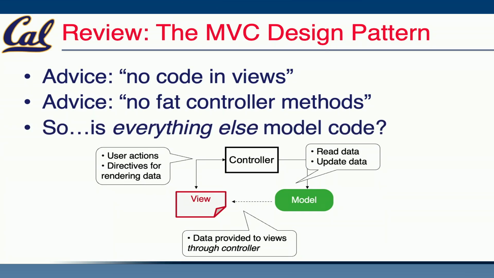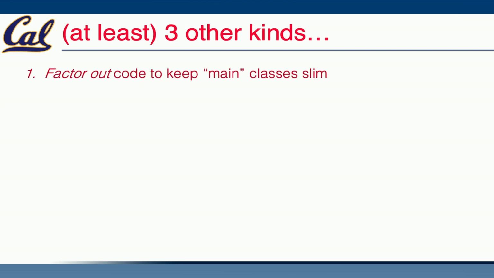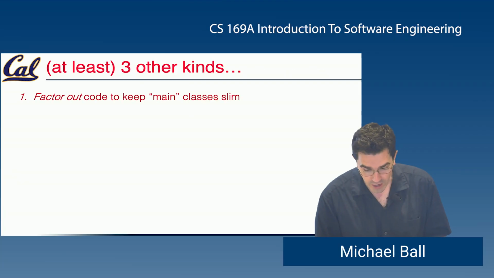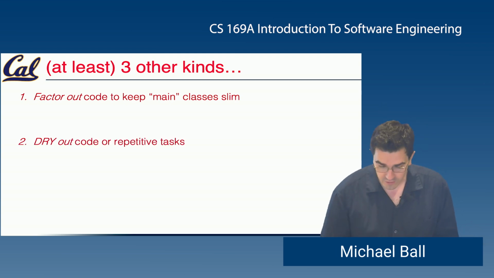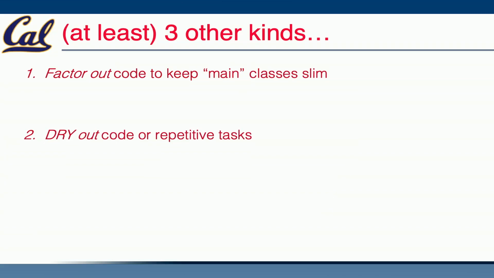So what happens when things get complicated? Do we just shove all the rest of the code into a model? Well, if we're asking the question this way, no. There are lots of other places that we might want to think about structuring our application. There are at least 3 other kinds of places to put code. We could factor out code from our main classes into modules and other kinds of classes. We can dry out code for repetitive tasks. And we can encapsulate coupling in new kinds of classes.